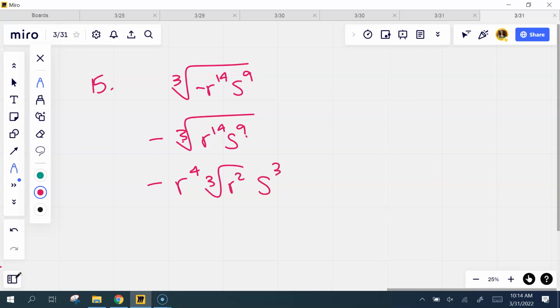So this simplifies to negative r^4 s^3 times the cube root of r squared. Does that make sense?